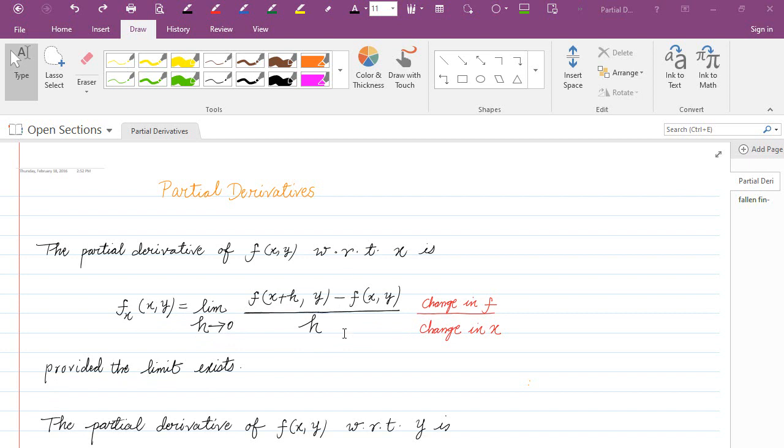So notice in this ratio, y is fixed and the first coordinate x changes from x to x plus h, and so the numerator is the change in the value of the function when we change the x coordinate by h units. So this is the change in f divided by the change in x. So this limit is the instantaneous rate of change of f with respect to change in x.